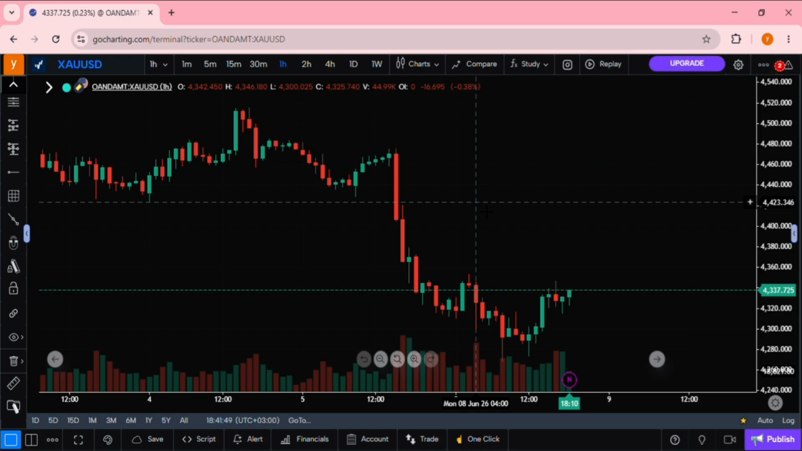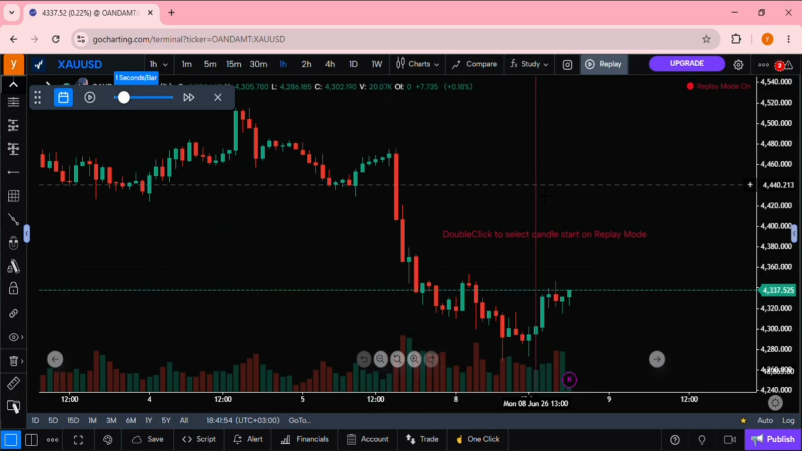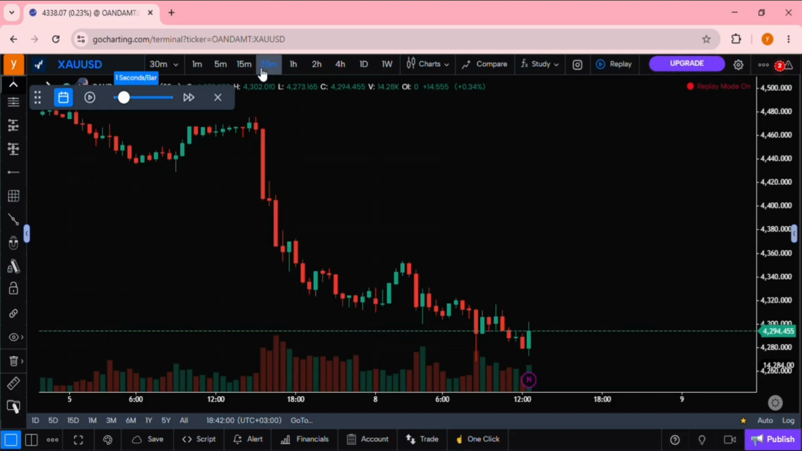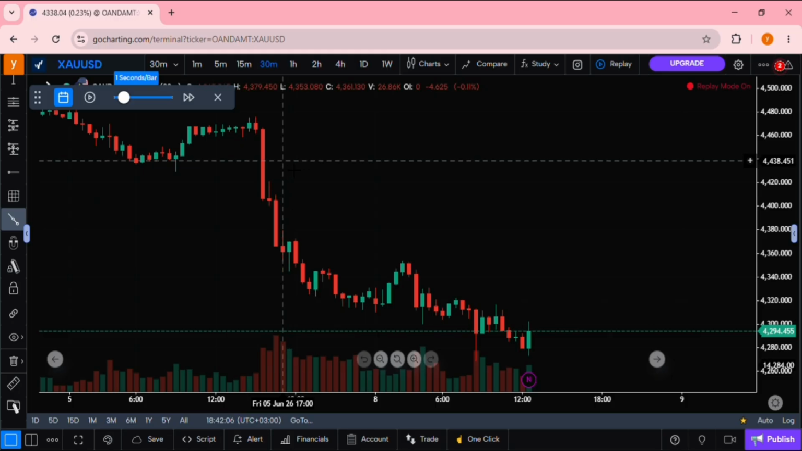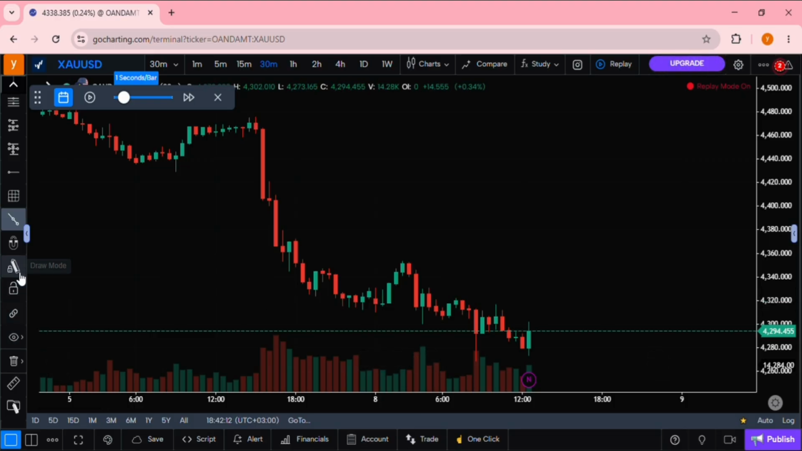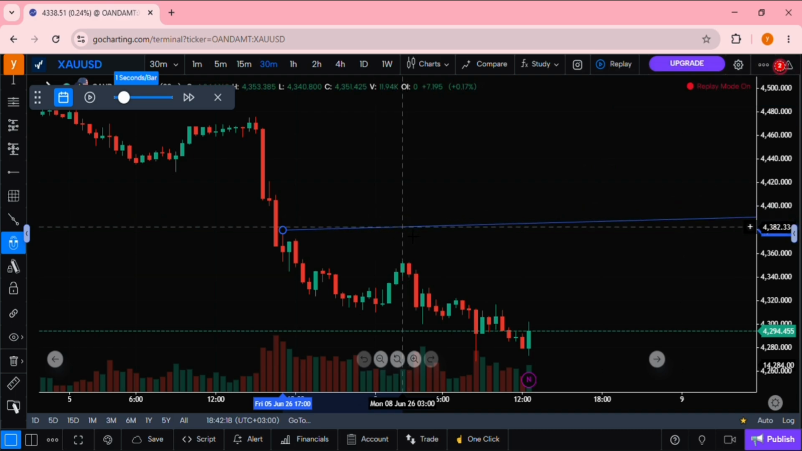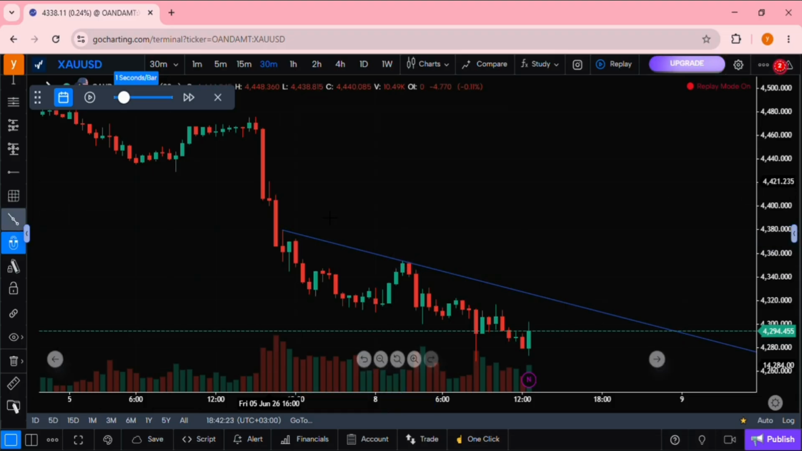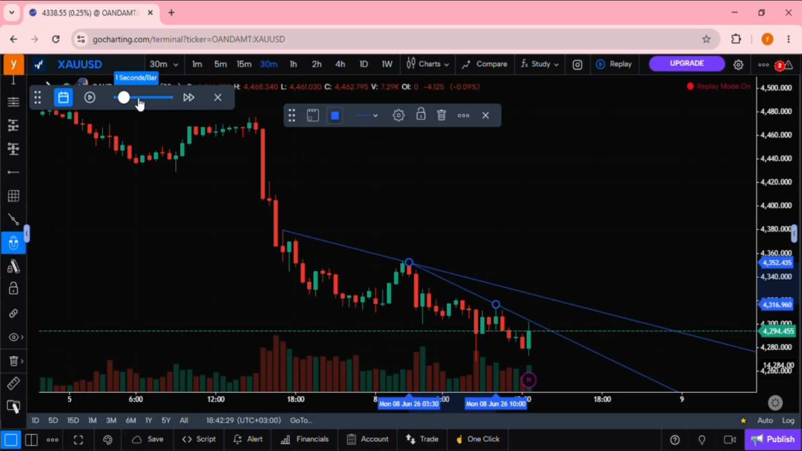So let's run this. I went to the 30-minute time frame and drew my trend line. Let me use a magnet here. I connected this high to this high first, and I again connected this high to this high, and waited for price to break above that line.